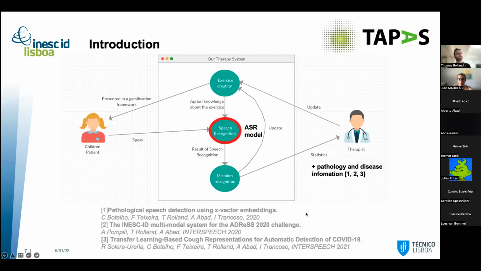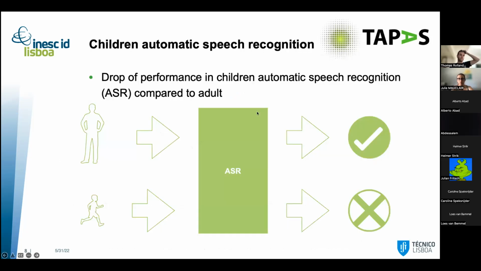I'm mostly going to focus on the automatic speech recognition model, because to have this whole system working well, you need this oracle model working well, because you want to detect mistakes. If your model is making mistakes, it's not good. You need a model that works well for children, and to have one, there are some challenges. So let's dive into children's automatic speech recognition.